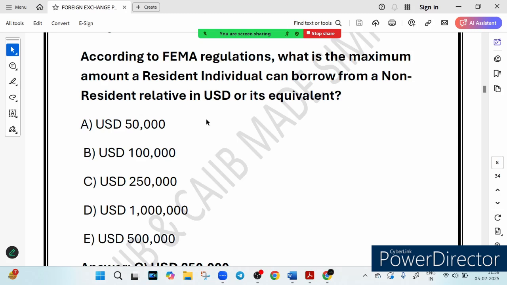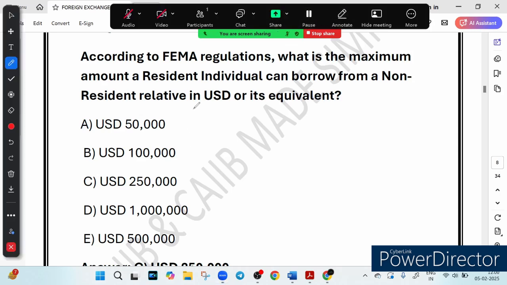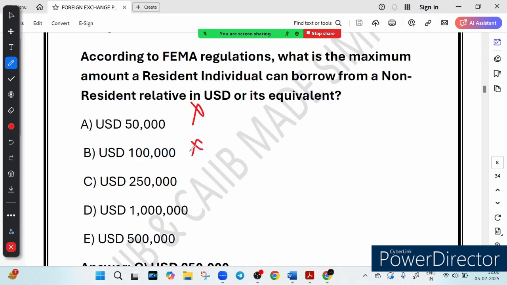Option B says $1 lakh. So what do you think? Is $1 lakh correct? No. Although $1 lakh is a large amount, FEMA allows a resident individual to borrow even more from his NRI relative. So the question is, how much can an Indian resident borrow from his NRI relative, right? For example, if an Indian citizen wants to borrow money from his NRI sister to start a business, he can legally borrow more than $1 lakh.